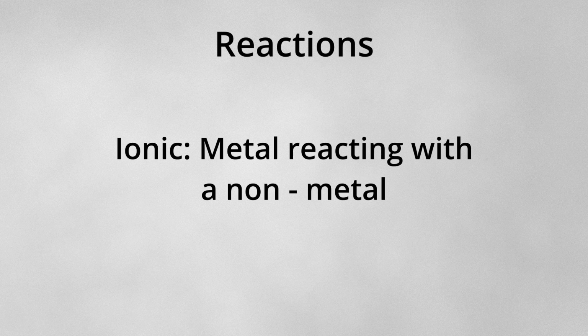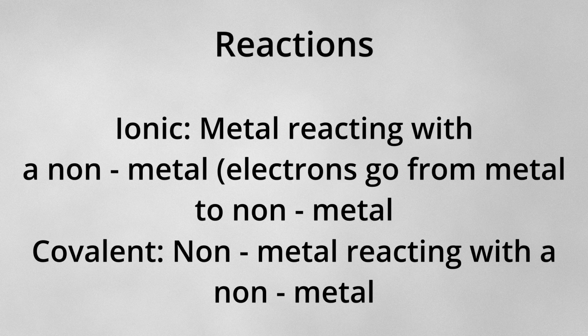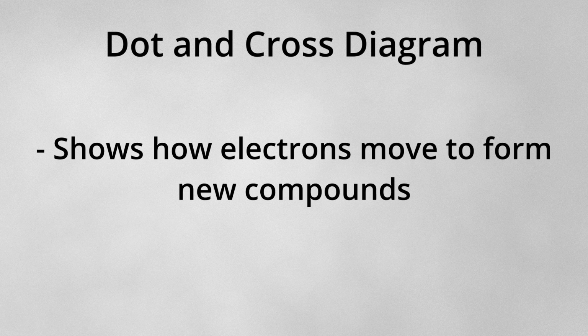There are 2 types of bonding: ionic, which is a metal reacting with a non-metal, and covalent, which is a non-metal reacting with a non-metal. In an ionic bond, electrons move from the metal to the non-metal, and in a covalent bond, electrons are shared. To represent this, we use something called a dot and cross diagram. This diagram shows people how the electrons move to form new compounds.